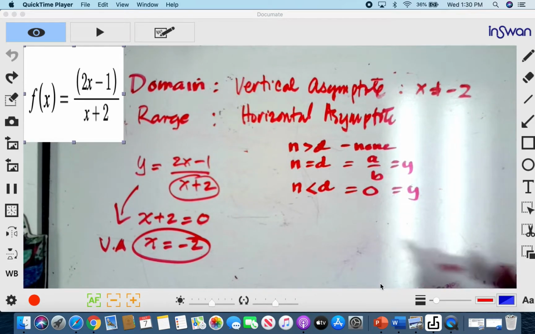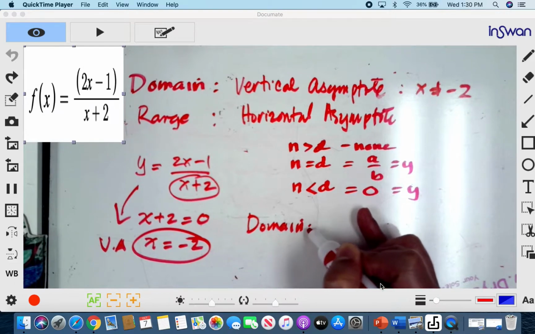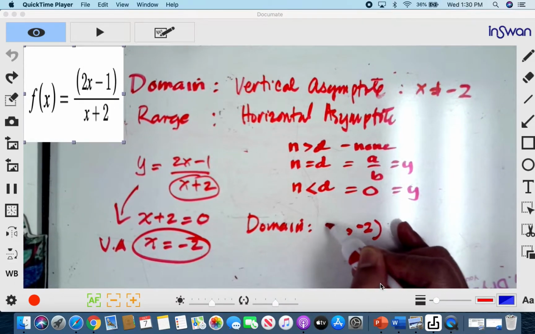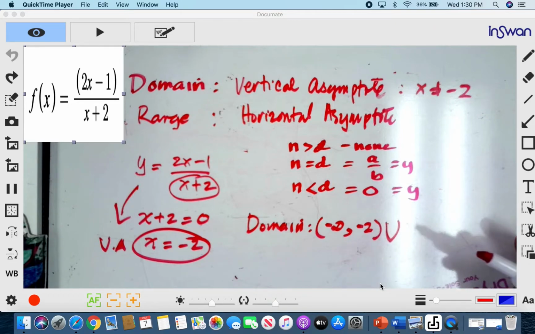So your x is not equal to negative 2. We can also write the domain in interval notation as negative infinity to negative 2, and I'm using parentheses because it doesn't include negative 2. It's not going to touch negative 2 in the graph, and then negative 2 to positive infinity. Okay, so that's the domain.